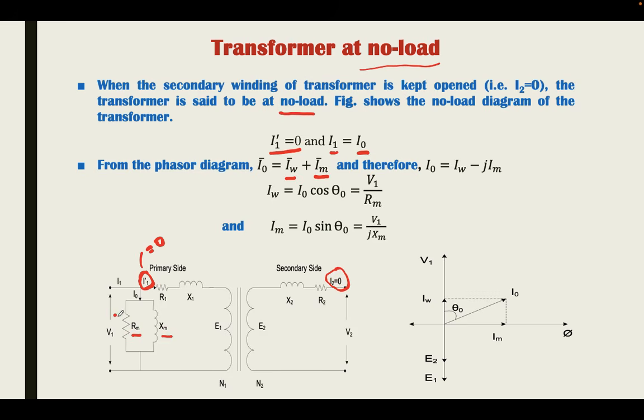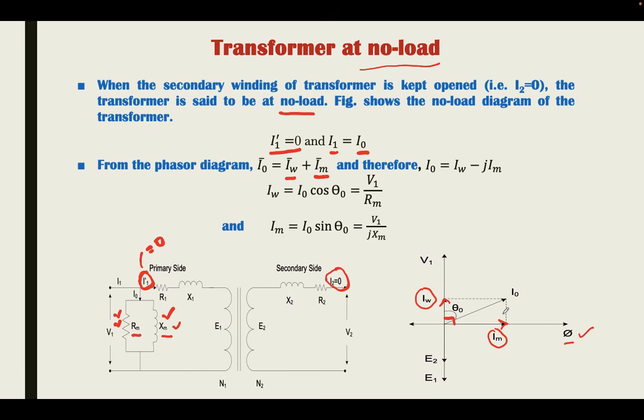Because Rm is considered purely resistive and Xm purely inductive, if the flux is taken as reference, the current which causes flux will be in the same phase with the flux, whereas the current which causes heat loss in the transformer will be at 90 degrees with the flux. Im and Iw are due to the reactive component and resistive component, and hence they are at 90 degrees.